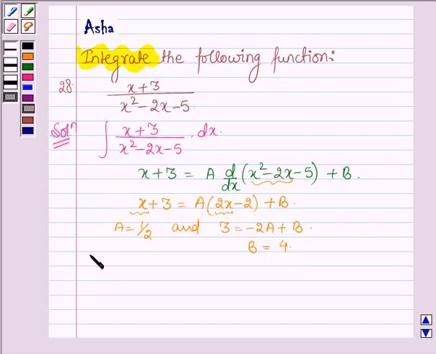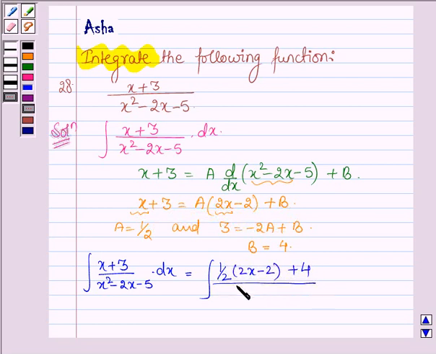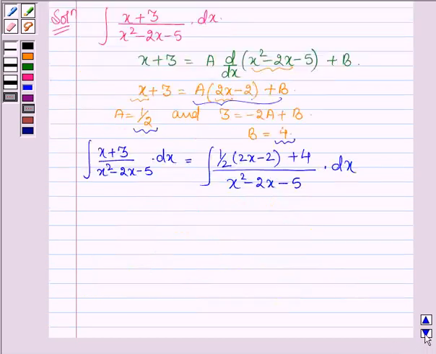Thus, the given integral, which is x plus 3 upon x square minus 2x minus 5 into dx, can be written as integral, now x plus 3 is equal to a into 2x minus 2 plus b, and a is half, into 2x minus 2 plus 4 upon x square minus 2x minus 5 into dx. So in place of x plus 3, we have put a into 2x minus 2 plus b, and in place of a and b, we have put their numerical values.